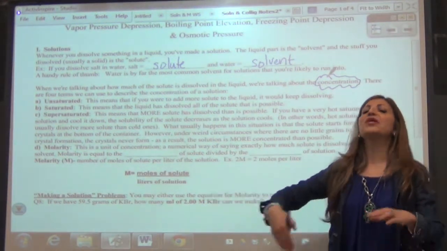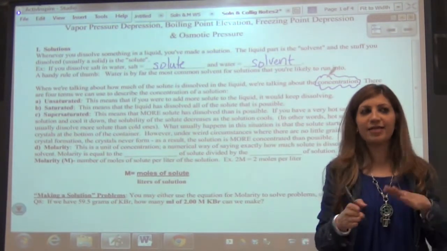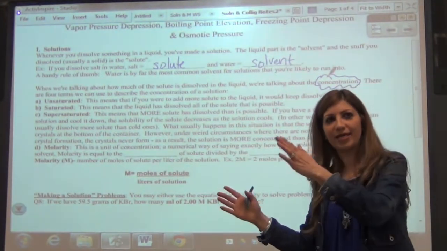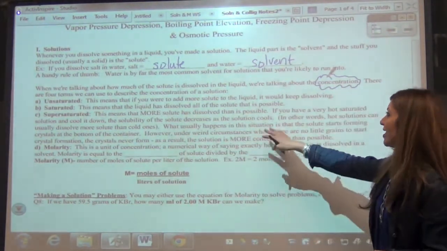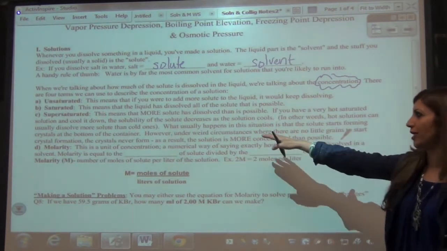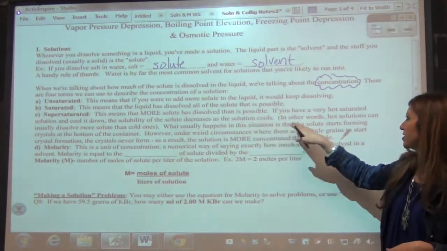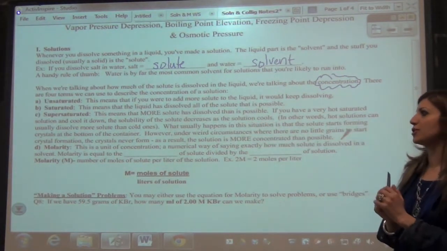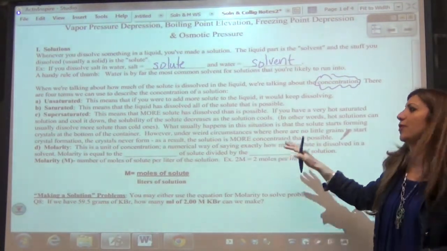You heat it up, similar to if you've ever made Jell-O before, where they say it doesn't work in cold water. They say to make it in hot water, and then it cools down. Okay? So if you have a very hot saturated solution and you cool it down, the solubility will then decrease as the solution cools. In other words, hot solutions can usually dissolve more solute than the cold ones can. Typically, that's the way it works.